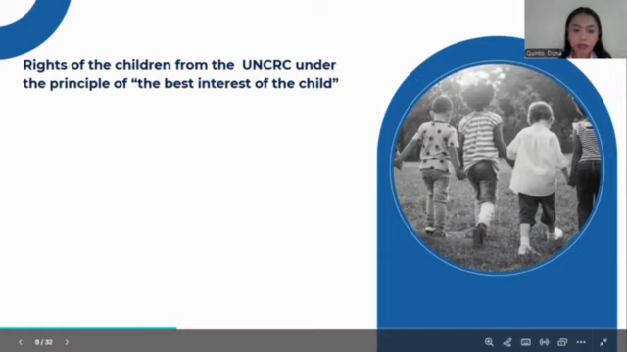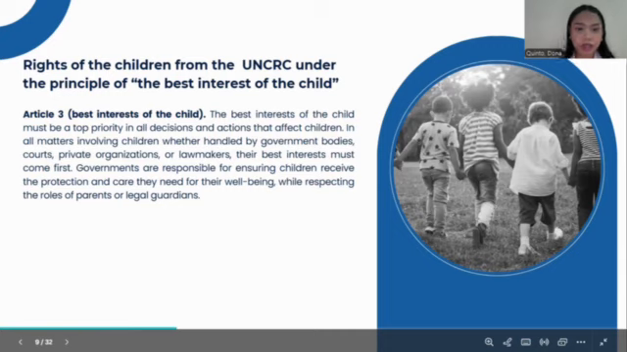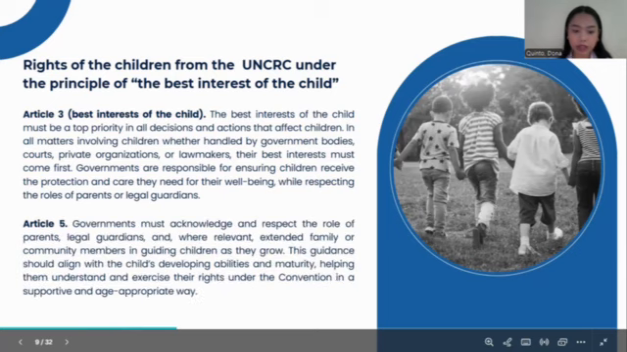What are the rights of the children from the UNCRC under the principle of the best interest of the child? First is Article 3. The best interest of the child must be the top priority in all decisions and actions by governments, courts, and organizations, ensuring their protection and care while respecting the role of parents or guardians. Article 5, the government must respect the role of families in guiding children's development, ensuring that such support aligns with the child's maturity and helps them understand and exercise the rights appropriately.